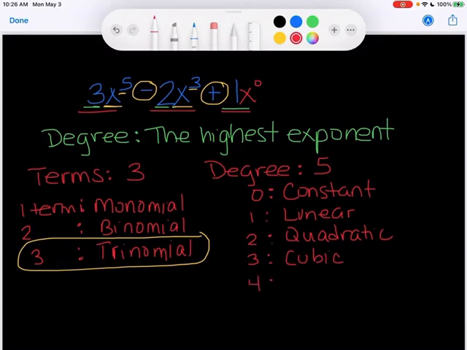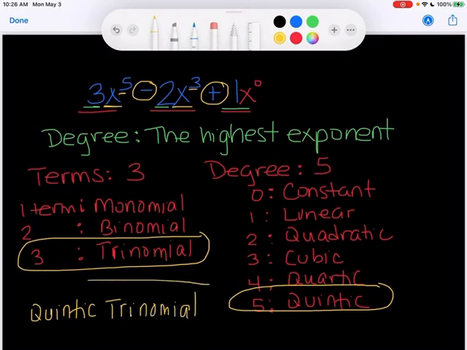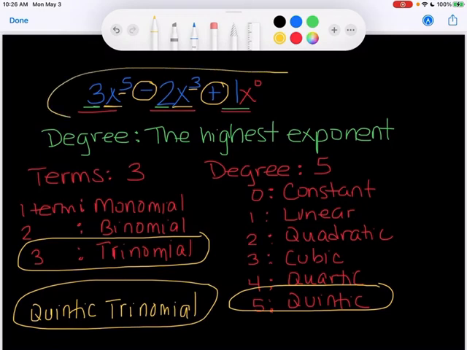4 is quartic. 5 is quintic. And then anything above 5, we just say 6th degree, 7th degree. We wouldn't say 5th degree because that actually has a name, quintic. And so in this case, since our degree is 5, this one is quintic. So we would call this a quintic trinomial. So for this one right here, this is a quintic trinomial.